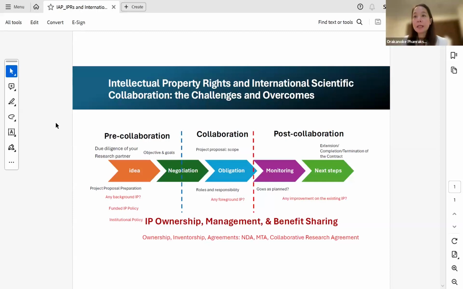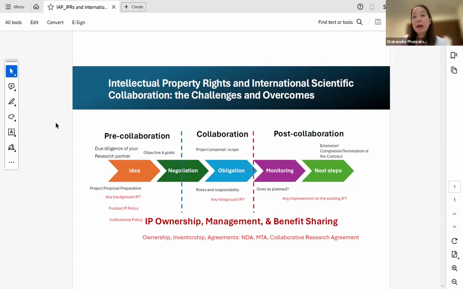And therefore, it's important for you to really agree and discuss with your own partners clearly who's going to be doing what. And most importantly, when you talk about patents in particular, it's quite costly. The cost may vary from one country to another, but it's important to clearly spell out who's going to be paying for what.